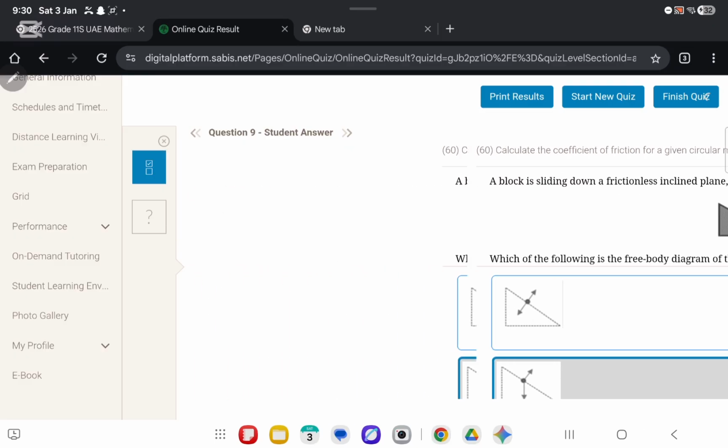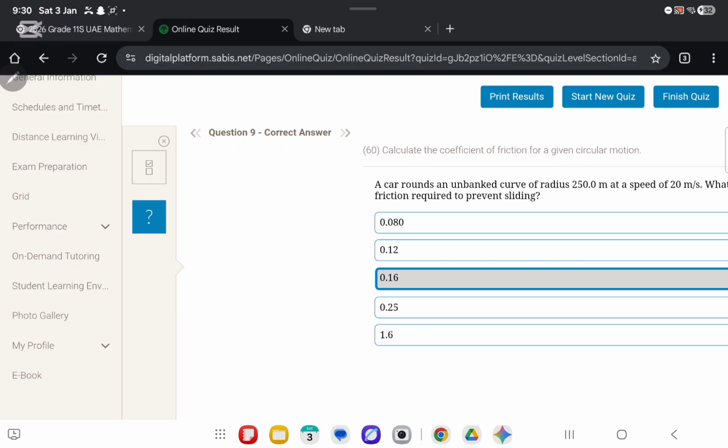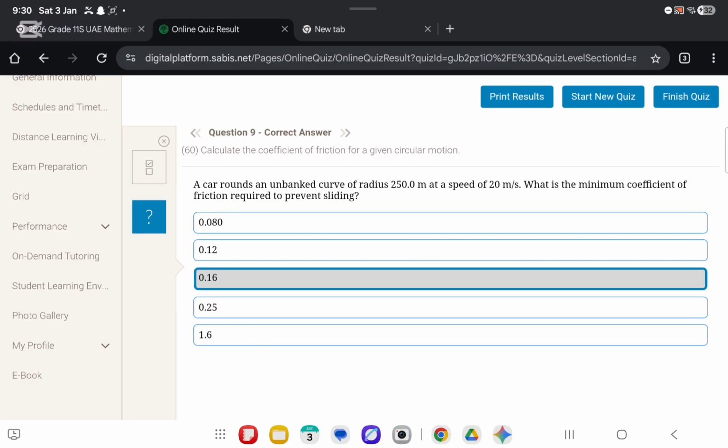Now, moving on to question 9. A car rounds an unbanked curve of radius 250 meters at a speed of 20 meters per second. What's the minimum coefficient of friction required to prevent sliding? Now, there's a formula here, right? When it rounds a curve like this, it goes like this, right? This is something like the road. Now, there is a formula for this. It's centripetal force, okay? Centripetal force is mv squared over R. Now, the minimum coefficient of friction required to prevent sliding.